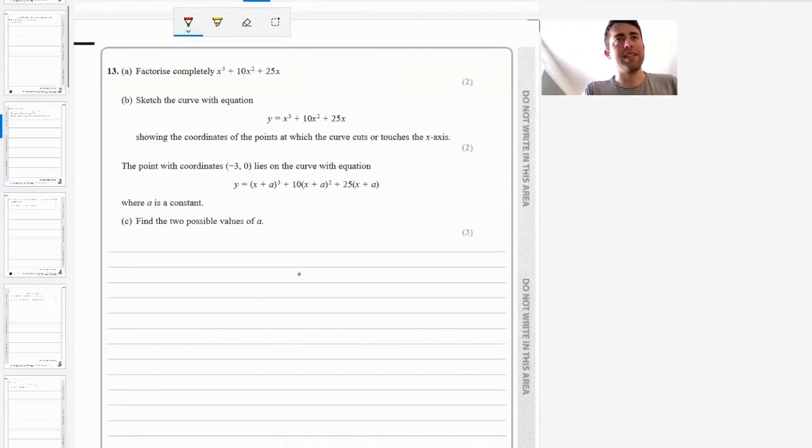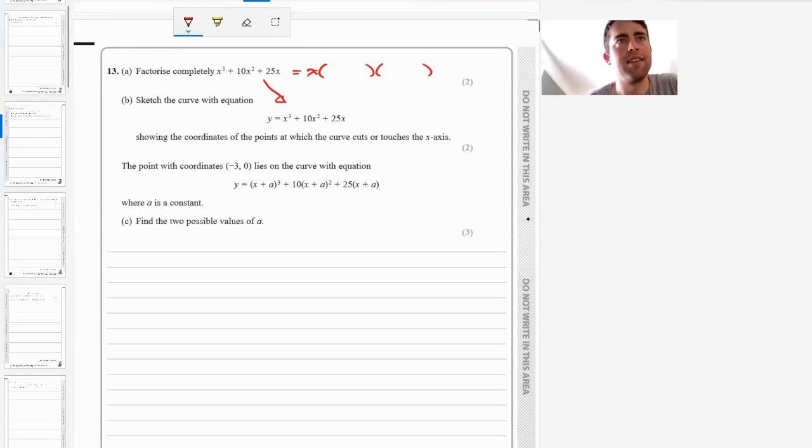Question 13. Start out by factorising that completely. It's a cubic. We don't usually factorise cubics, but it's got an x everywhere, so you just take the x out first. That's x times something, and then you're going to factorise the other bit. Sketch the same curve. So our factorisation will help us to sketch the curve. It'll give us the roots of the equation.